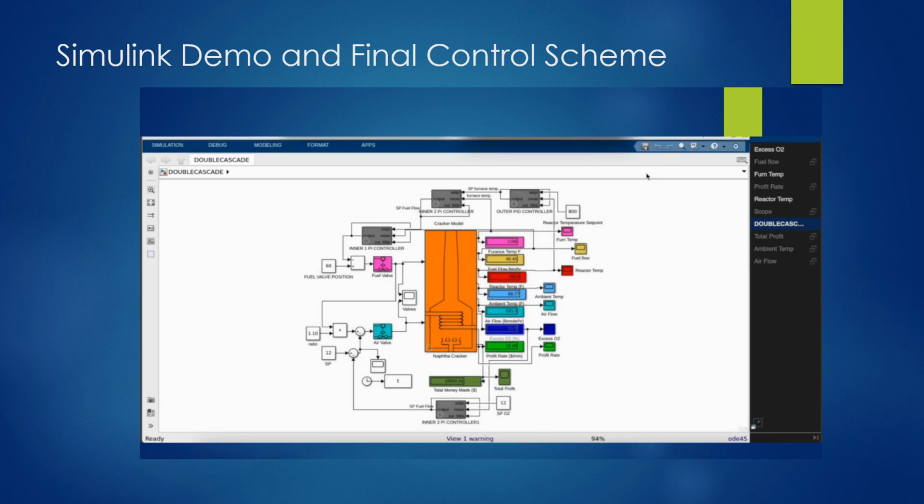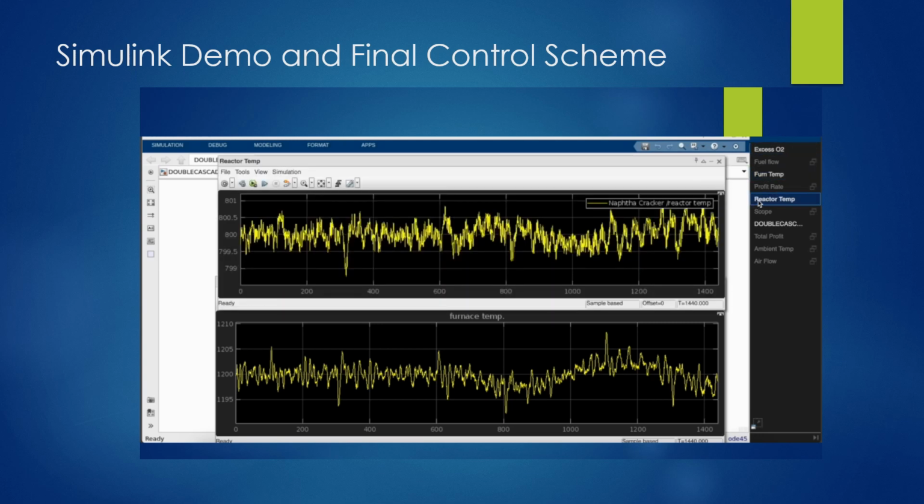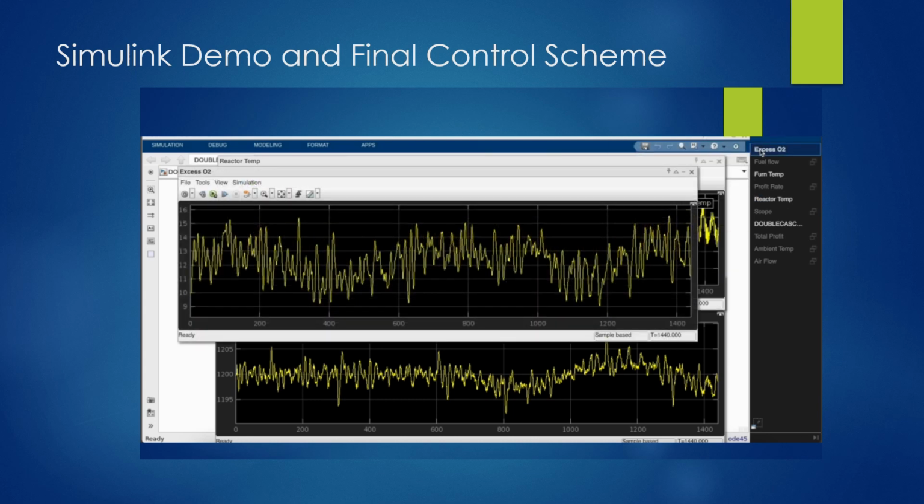Here are the key outcomes. Furnace temperature stays around the normal operating temperature of 1200 degrees Fahrenheit. Reactor temperature stays around the normal operating temperature of 800 degrees Fahrenheit. And excess oxygen levels remain above 9%.